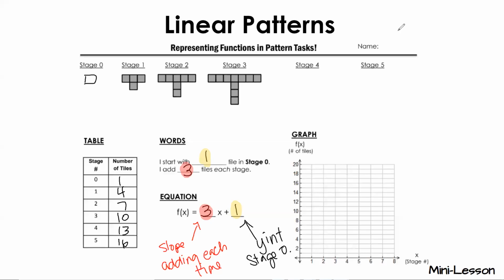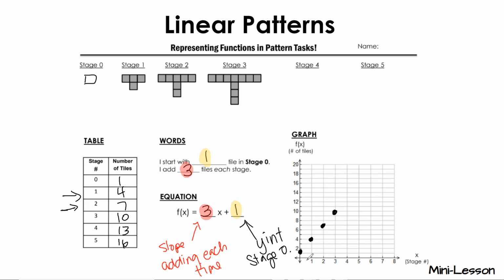So now let's talk about actually graphing it. So our y-intercept is 0, 1. So we're going to come down here and we're going to go up 1. The next point is 1, comma 4. So we're going to go to the right 1 and up 4. On the next one, we've got 2, 7. So we're going to go to the right 2 and up 7. 3, 10 is our next one. We go to the right 3 and up 10.